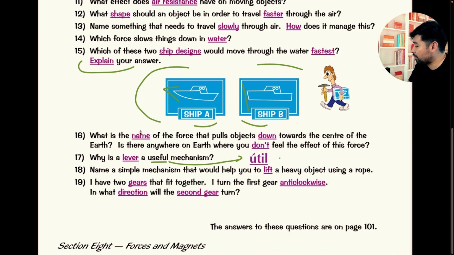18. Name a simple mechanism that would help you to lift a heavy object using a rope. Okay, rope. This word is very important. Okay, using a rope. Teacher, what is a rope? I don't know what is a rope. You don't know? So this is a rope. Okay, uma corda.